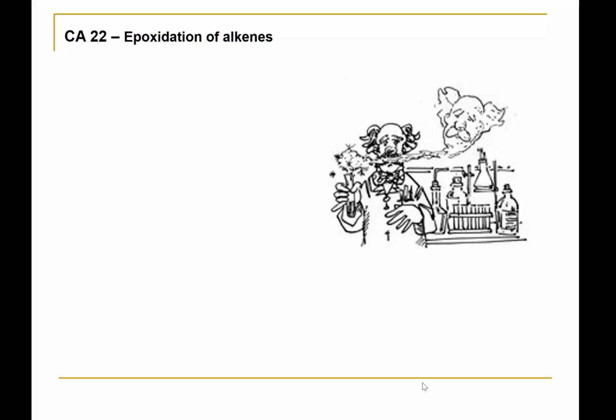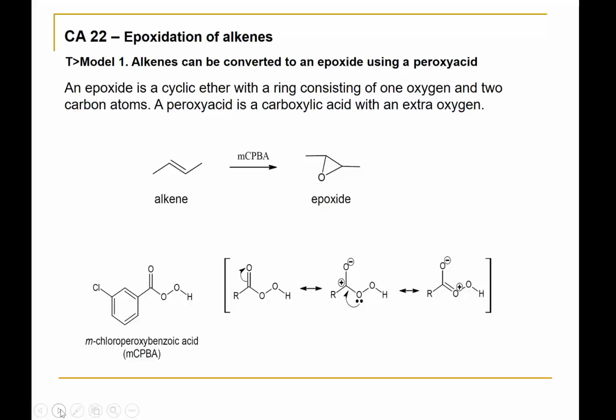So let me introduce you to the nature of the reaction. In order to generate an epoxide, we usually use a peroxy acid. And the peroxy acid that I will feature in this course is the m-chloroperoxybenzoic acid, which can be abbreviated as mCPBA. So I show you, first of all, a generic reaction. You take a typical alkene, you react it with mCPBA, and you form this epoxide.